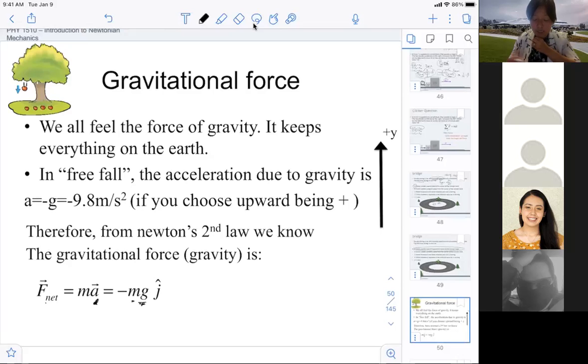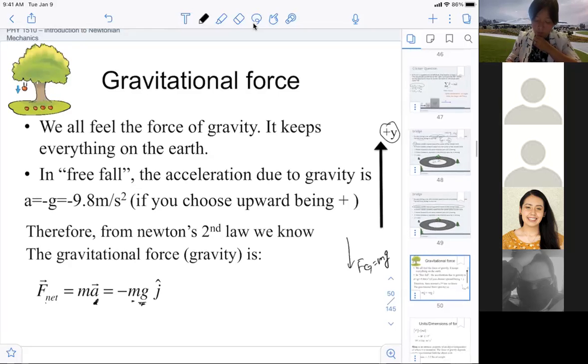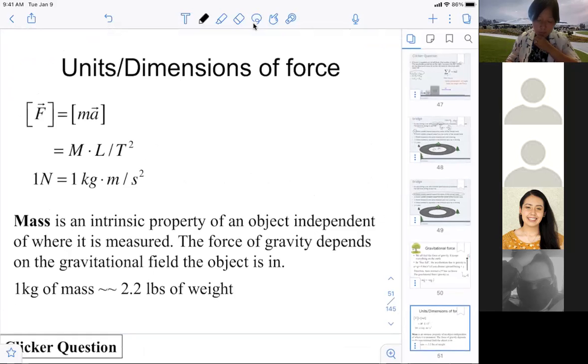Okay, so if you had defined upward to be the positive direction, for example, you would write your gravity to be a negative mg because it's pointing downward. So Fg is always equal to m times gravitational acceleration, little g. But you can define your positive direction in whichever way you like. So this is gravity. We will use it a lot in our analysis.